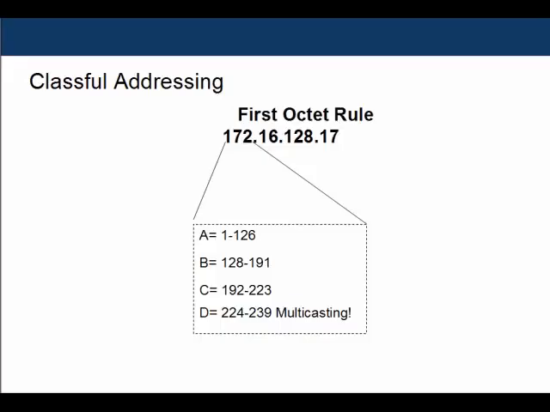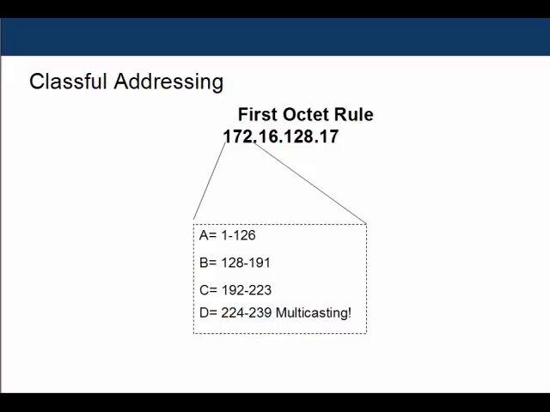As a CCTV integrator or technician, it is important for you to understand classful addressing. The best technique for remembering your classful IP addressing is called the first octet rule. If the first octet of an IP address is from 1 to 126, it is classified as an A-class address. If you have 128 to 191 in the first octet, it's considered a B-class address. And if there's a 192 to 223 in the first octet, it's a C-class address. 224 to 239 is D-class, and that is reserved for multicasting.